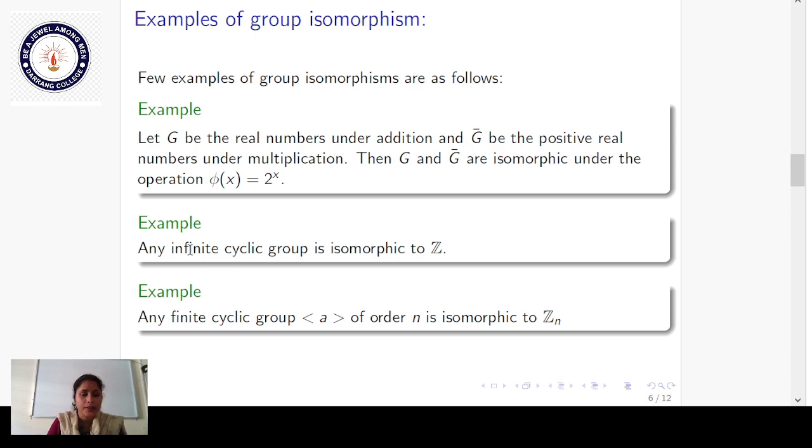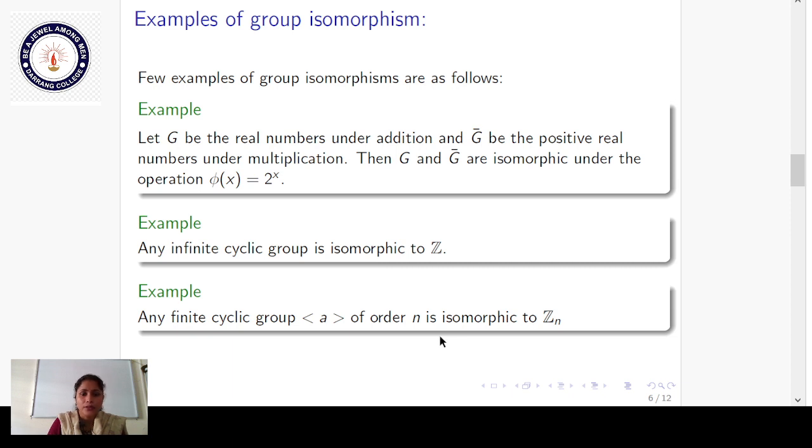Another example: these are two very strong examples of group theory. Any infinite cyclic group is isomorphic to Z. That means whatever infinite cyclic group you take, you can always define an isomorphism from it to the group of integers under addition. Similarly, another result, which I have given as an example: take any finite cyclic group generated by A and of order n, then that finite cyclic group is always isomorphic to Zn, the group of integers under addition modulo n. I suggest you go through the explanation of all these three examples.